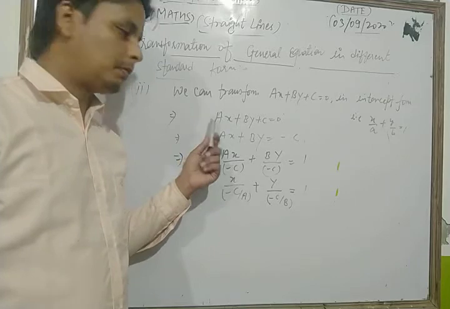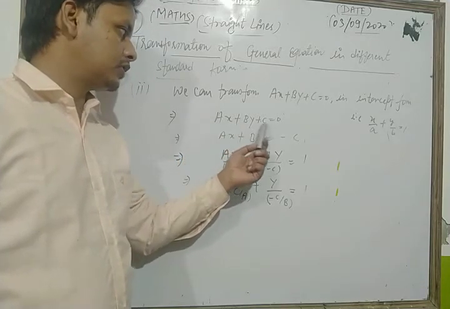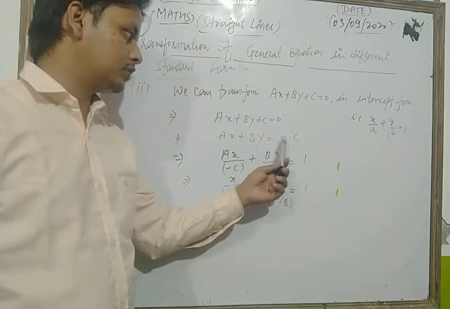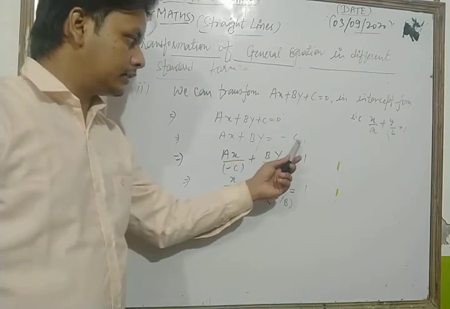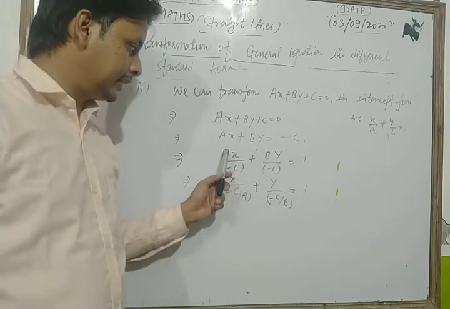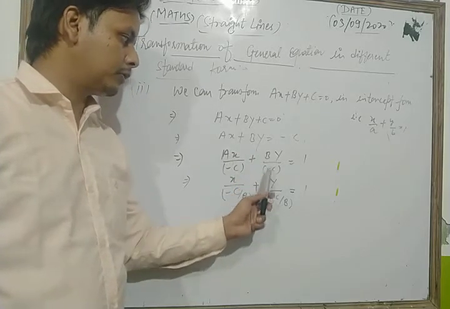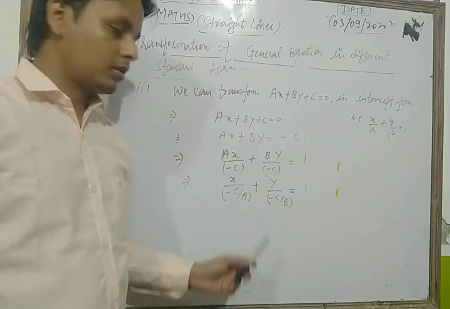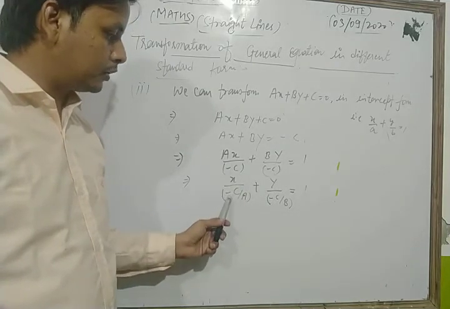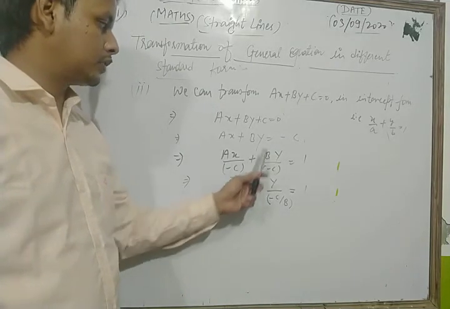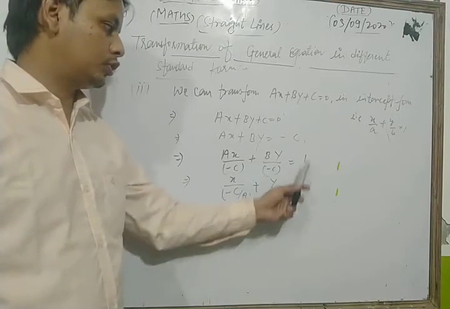we can write ax plus by plus c is equal to 0. So ax plus by is equal to minus c, and here c is transferred to that side, so we can write ax upon minus c plus by upon minus c is equal to 1. Now we transfer a in that way, so we get x upon minus c upon a plus y upon minus c upon b is equal to 1.